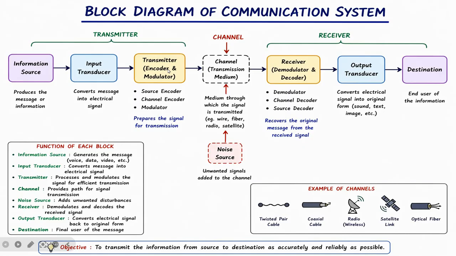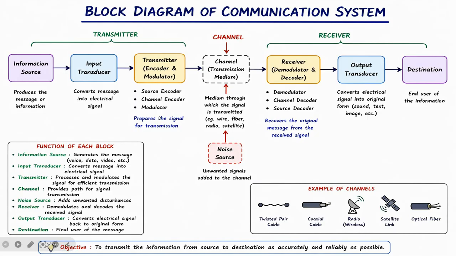Next comes the transmitter. This is one of the most important blocks here. So here the transmitter prepares the signal for transmission, and it performs three main operations, that is the source encoding, then channel encoding, and the modulating. So source encoding is performed by the source encoder, which will remove the unnecessary or the redundant information, and it will make the signal efficient.